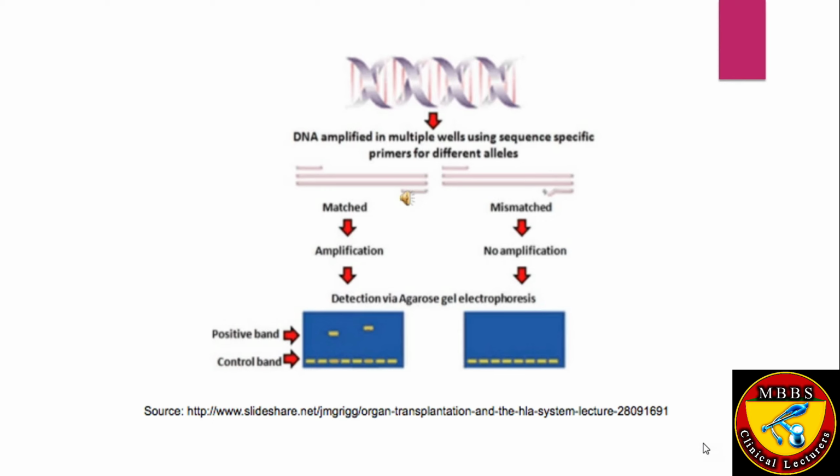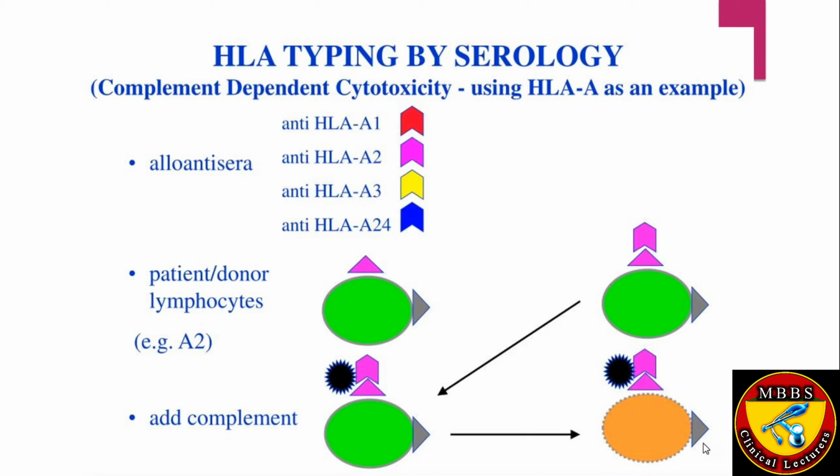But if there is a mismatch, the DNA amplification will not happen, and eventually we are having nothing. So the DNA sequencing is the gold standard method. The second one is the HLA typing.